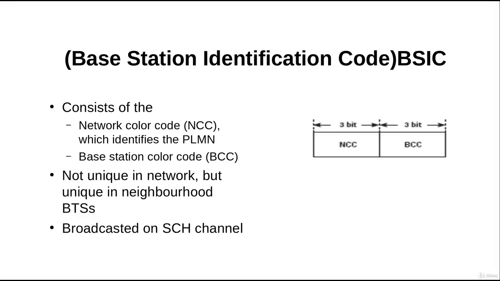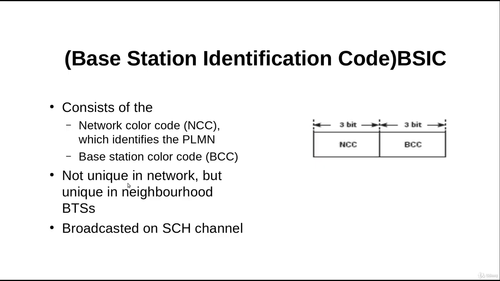So when you talk about the base station identification code, basically it is composed of two fields. One is the network color code, which is of 3 bits, and the other is the base station color code, which is also of 3 bits. Now as you can see, for a network, the base station color code would repeat after every 8 base stations. So the base station identification code is not meant to be unique in the whole network for all the base stations, but it is meant to be unique in the immediate neighboring base stations.